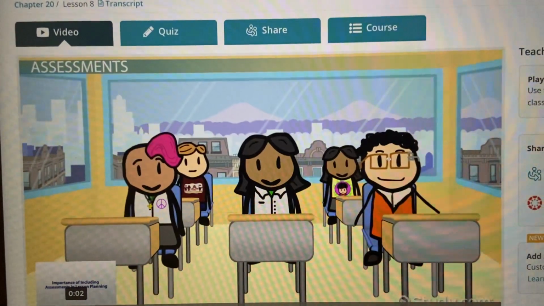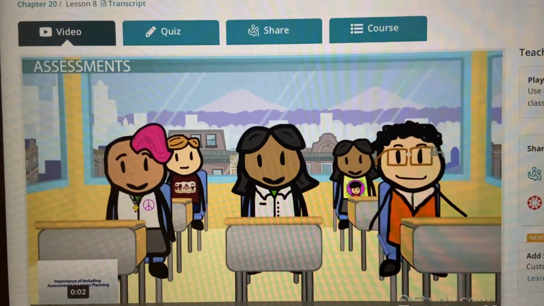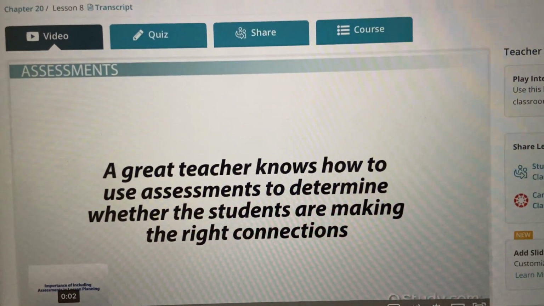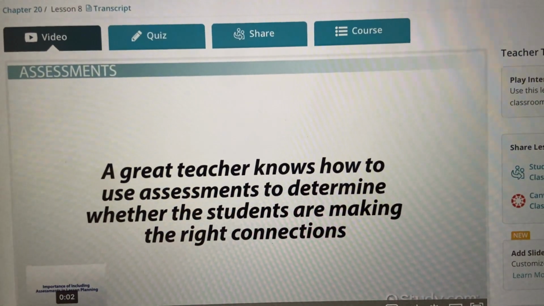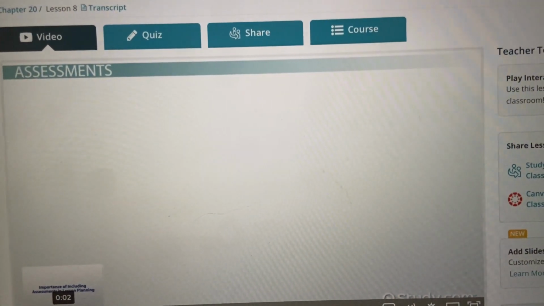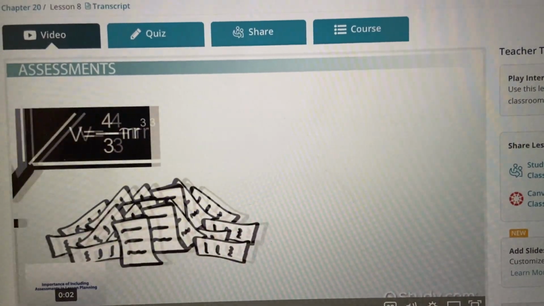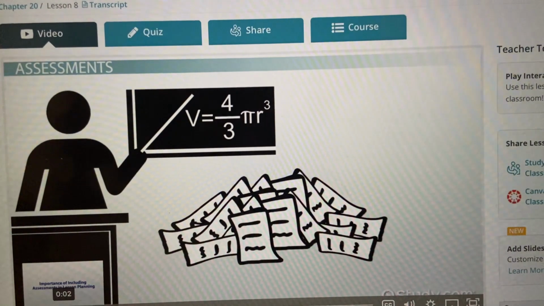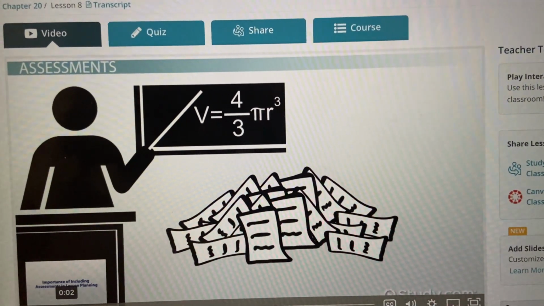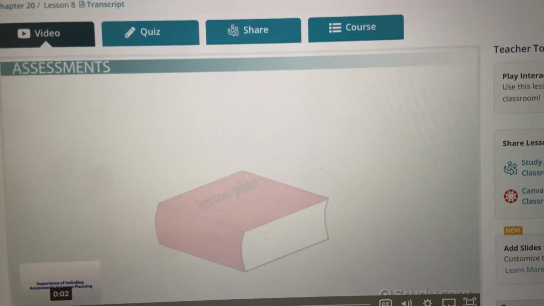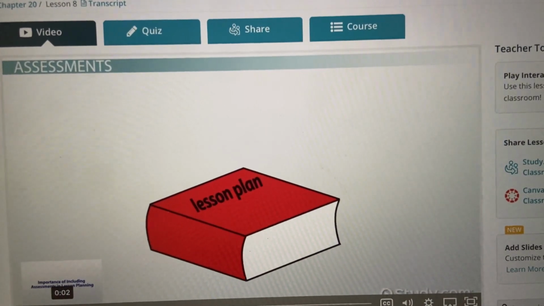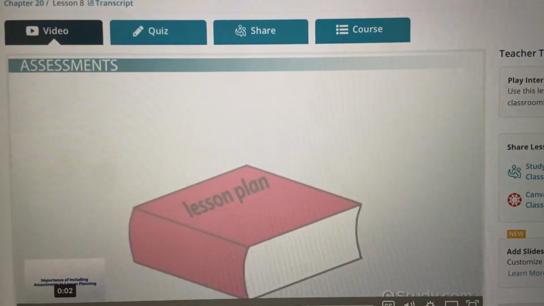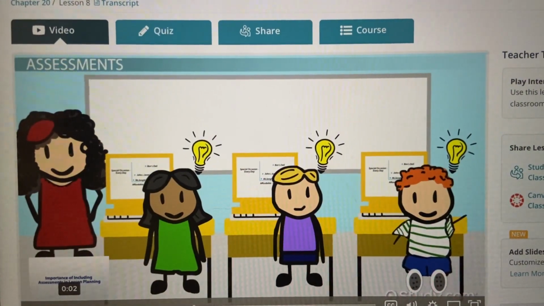You don't have to wait until the end to determine whether your students are learning what you want them to learn. A great teacher knows how to use assessments to determine whether the students are making the right connections as the lesson is progressing. And a great teacher will also use the information from her assessments to make immediate changes to the lesson so that her students gain a complete understanding of the objective. All of this is included in the lesson plan. There is no limit to the number of assessments to be included in a lesson. Use as many as needed to make sure your students are learning as they should.